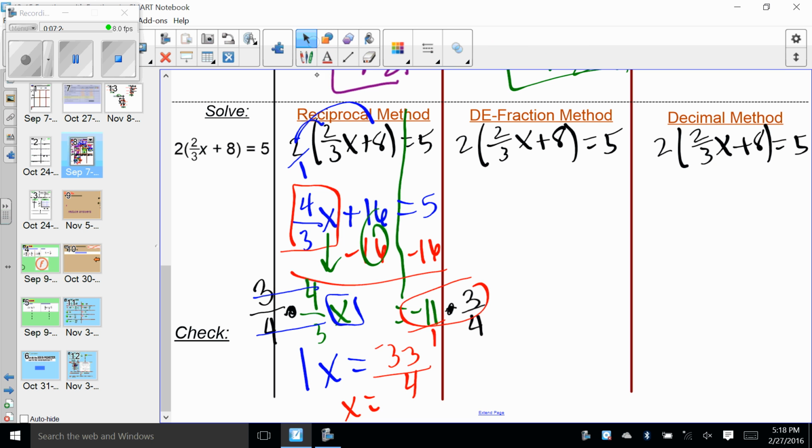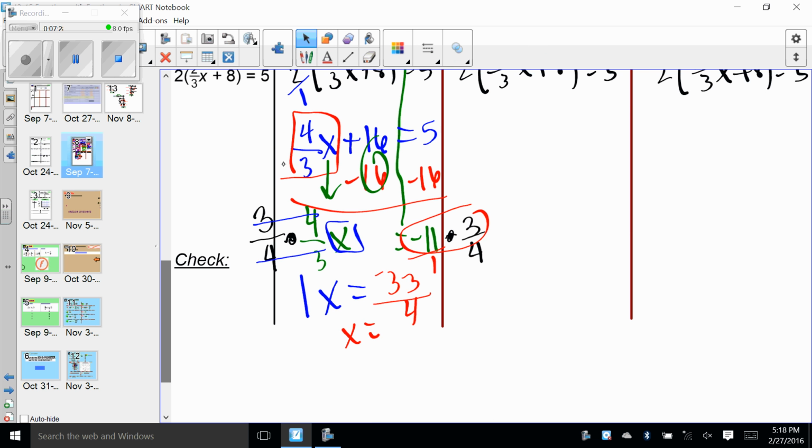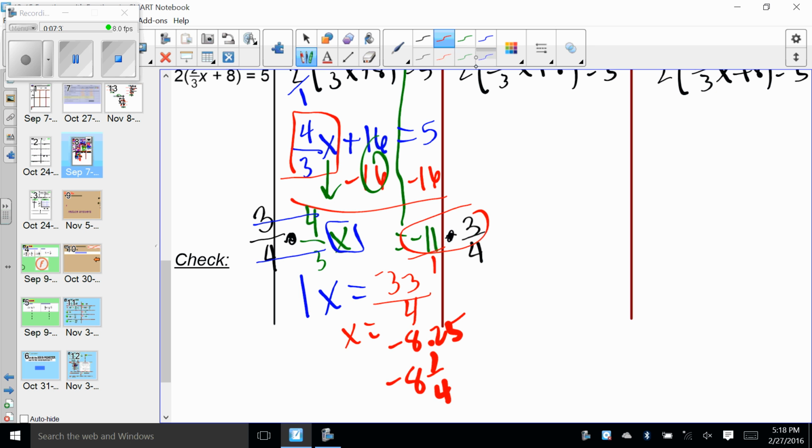So I'm going to go ahead and simplify that. So we have negative 33 divided by 4. When I type that in my calculator, I get negative 8.25, or negative 8 1/4. So negative 8.25 or negative 8 1/4 would be my answer.